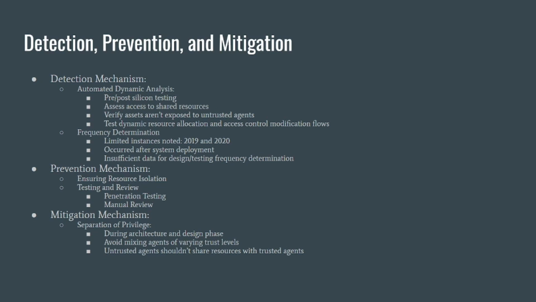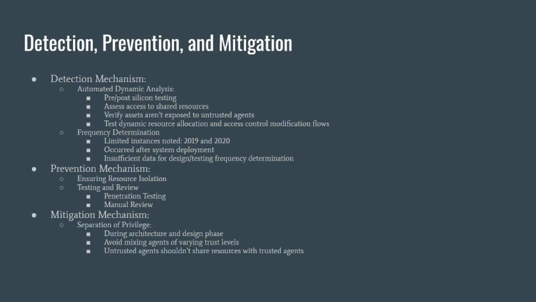The weakness can be prevented by ensuring that assets are properly isolated and that users are checked for proper authorization before allocating the asset to the user. Penetration testing, vulnerability assessments, and physical reviews are potential methods to find this weakness. And a mitigation method is separation of privilege during the architecture and design phase.